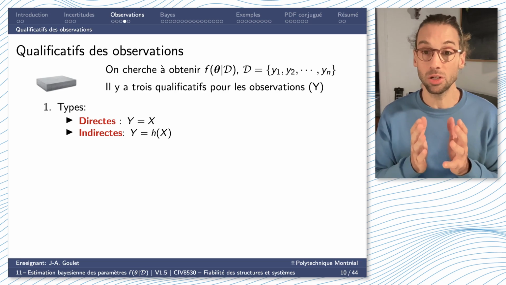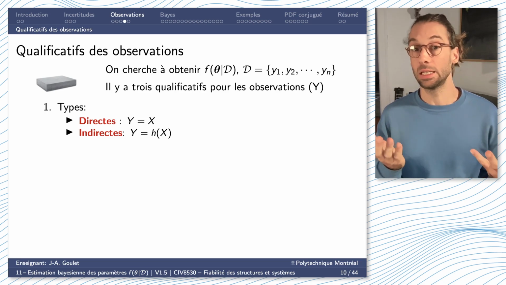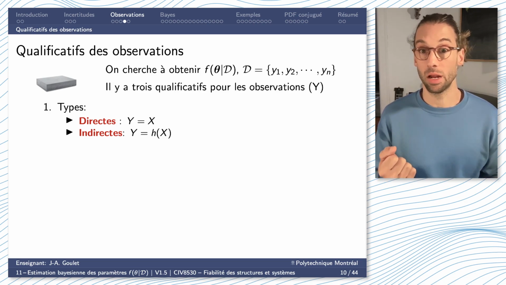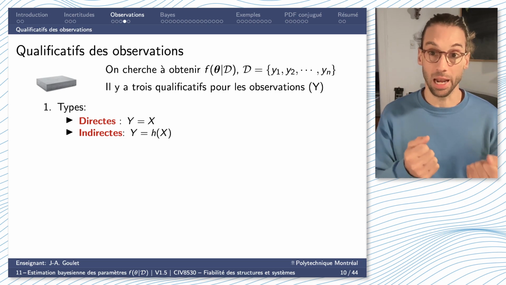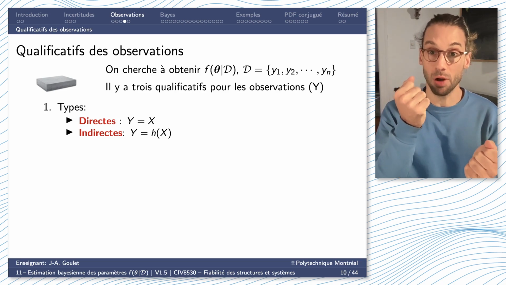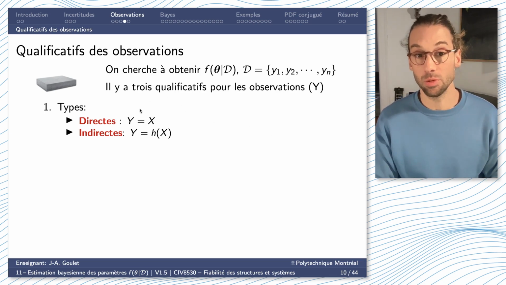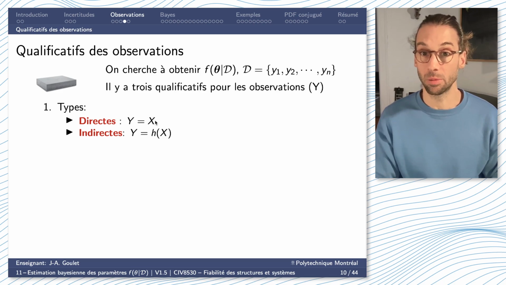A direct observation is that I'm directly going to seek, say, the stiffness of concrete. So what I'm going to do, I'm going to go in the lab and I'm going to directly use a press to measure the stiffness of my concrete. In that case, we would say this is a direct observation.